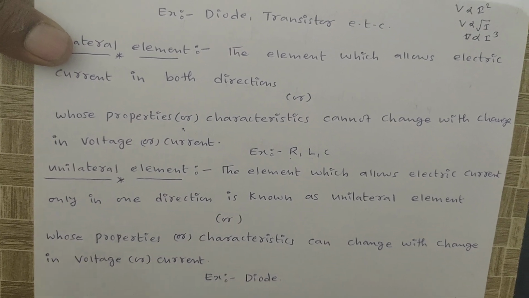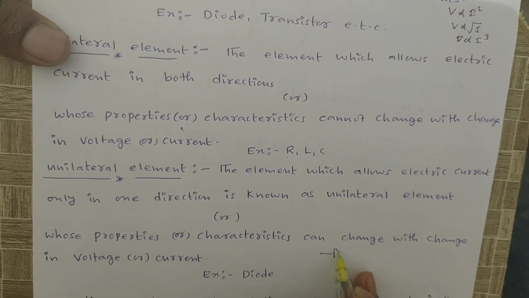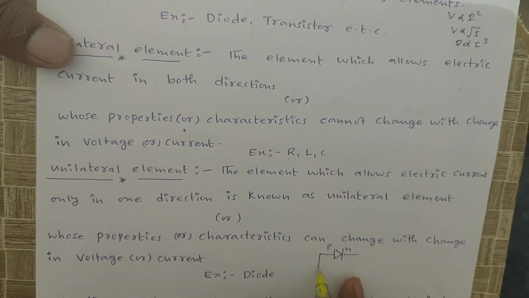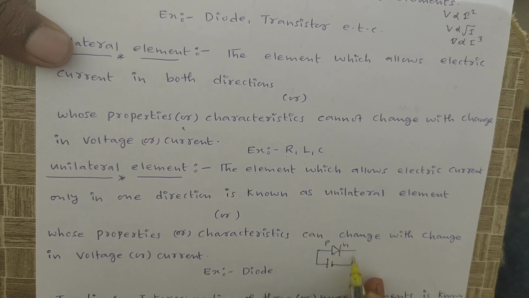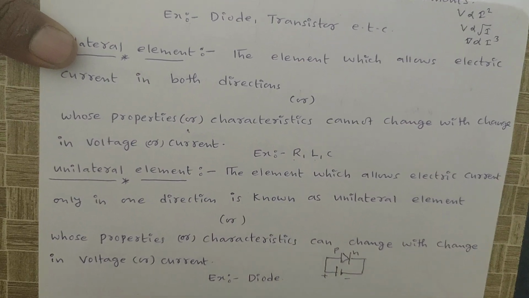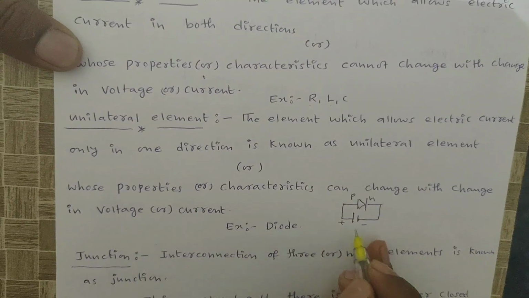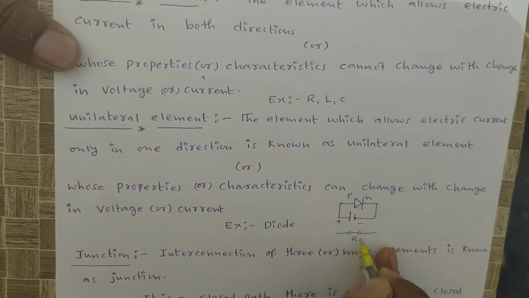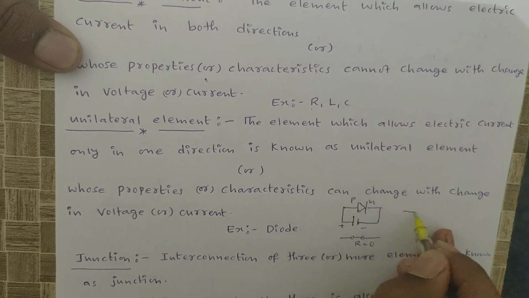For example, let us consider a diode. This is a PN junction diode, right? P is connected to the positive terminal, N is connected to the negative terminal, right? It is in forward bias. When it is in forward bias, it acts as a closed switch. Closed switch means it offers zero resistance.